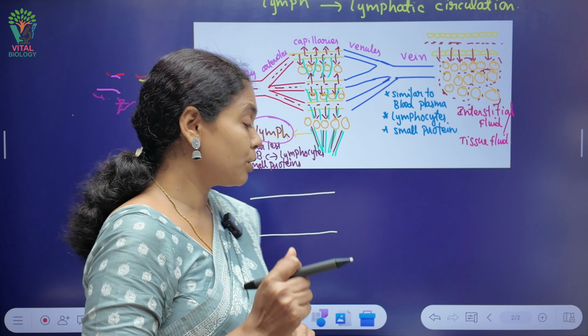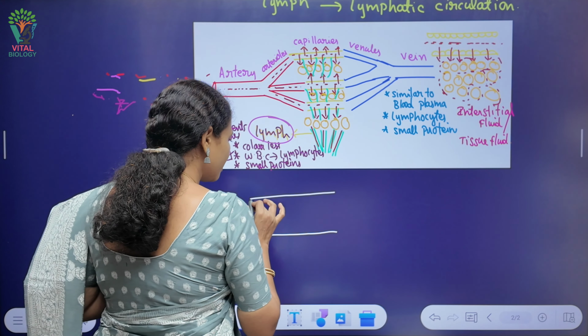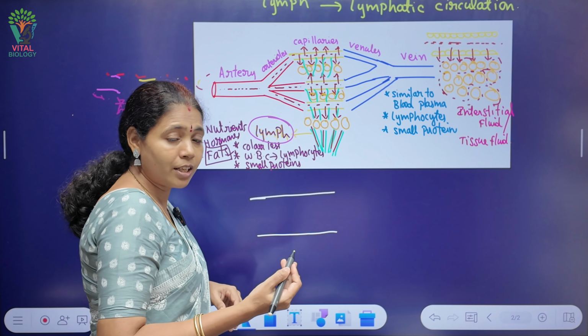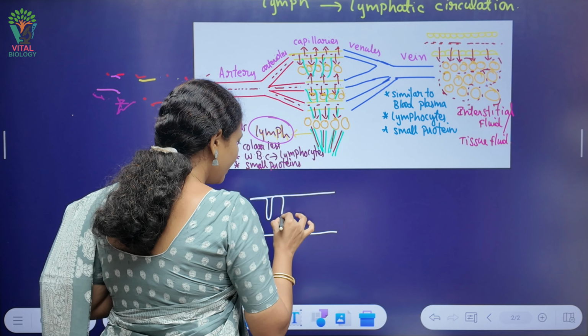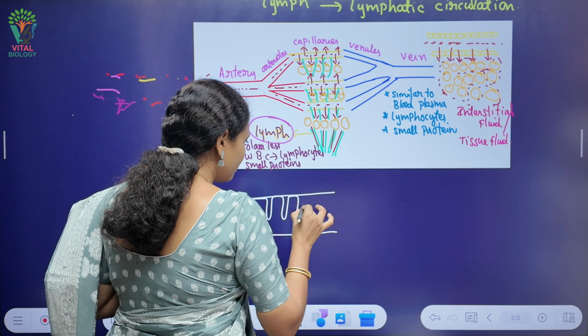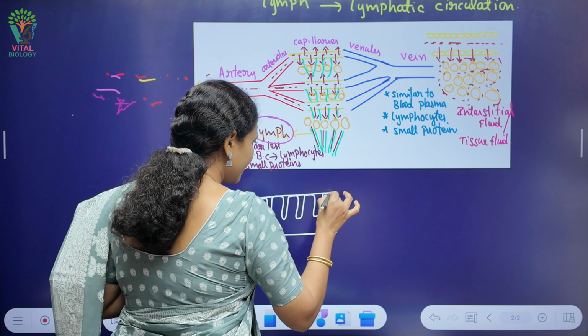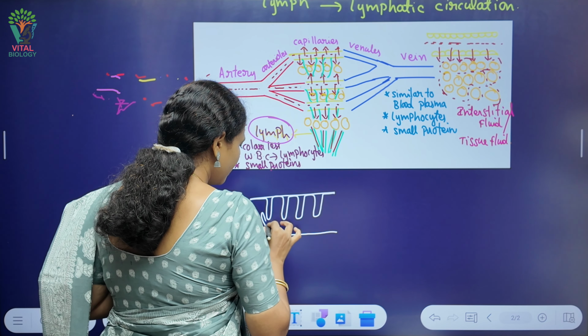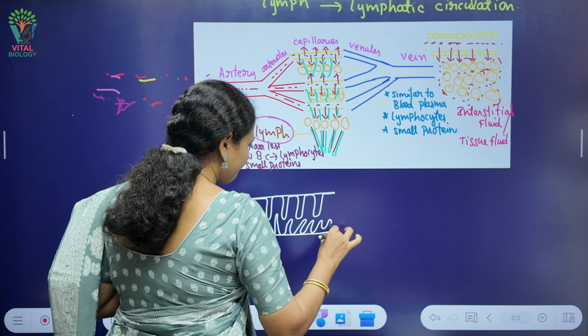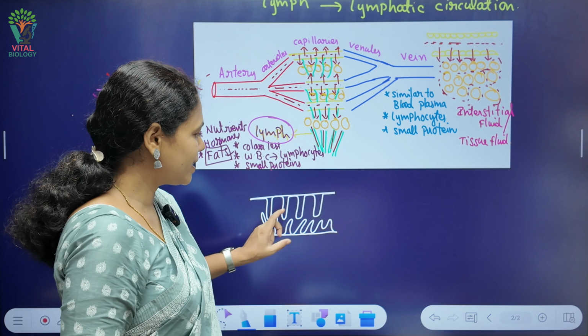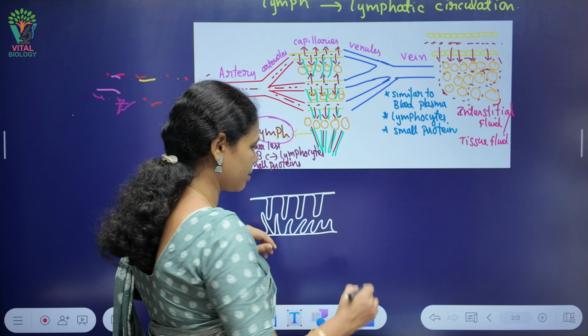And further absorption, during that absorption, as we know that the intestine, to increase the surface area of absorption, is provided with finger-like projections which are called the villi structures. Okay, so like this, the intestinal wall consists of small finger-like projections.